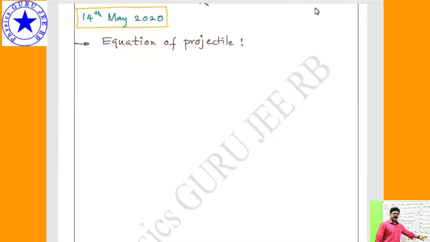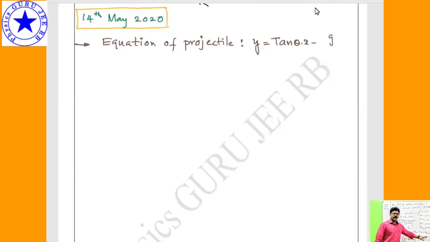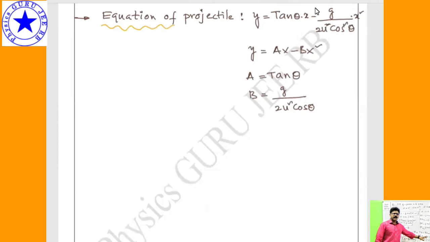We got y equals tan theta into x minus g by 2u square cos square theta into x square. So this is the equation of projectile, or y is equal to ax minus bx square, where a is equal to tan theta and b is equal to g by 2u square cos square theta. So this is what we discussed in the equation of projectile.